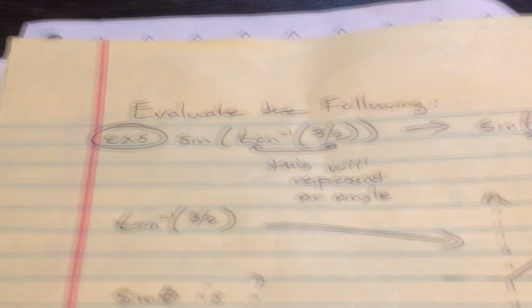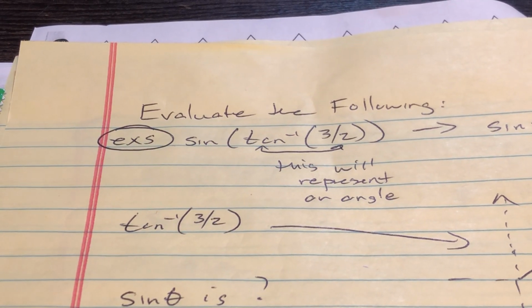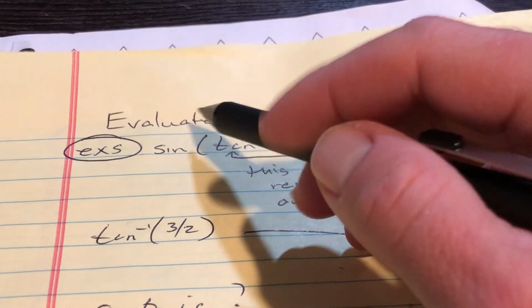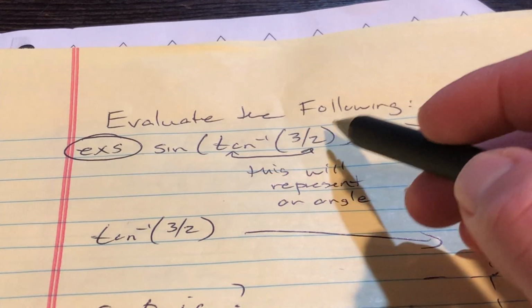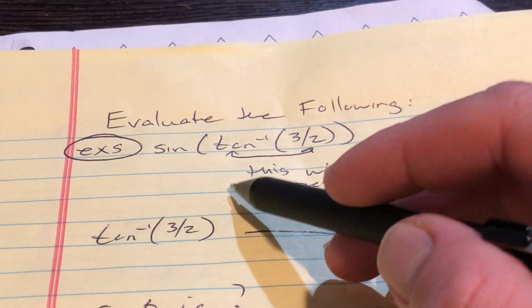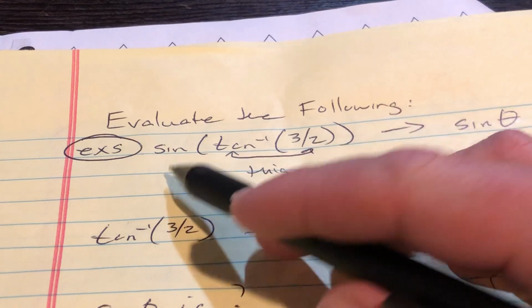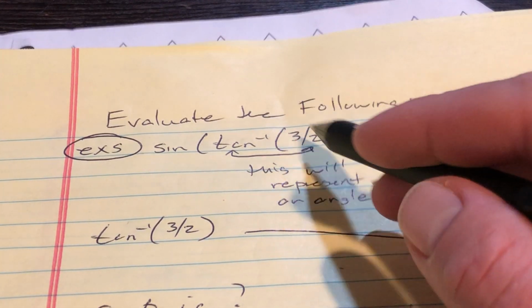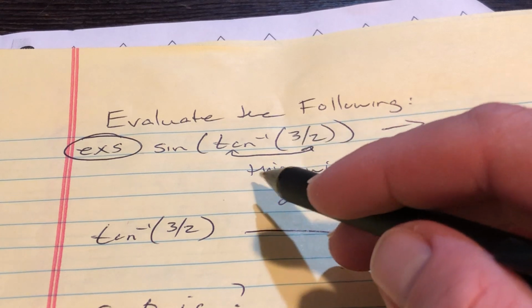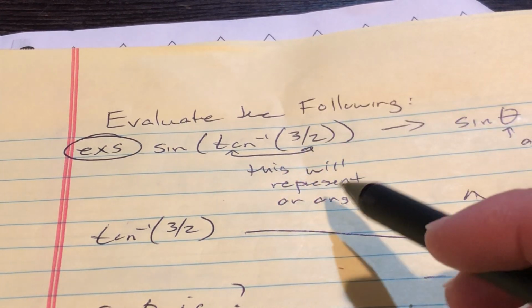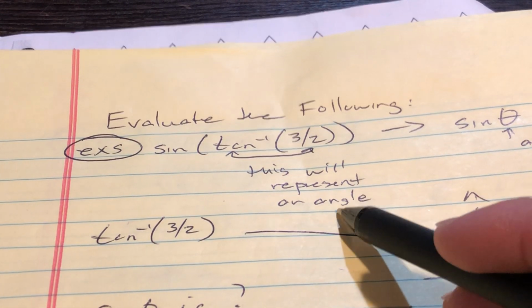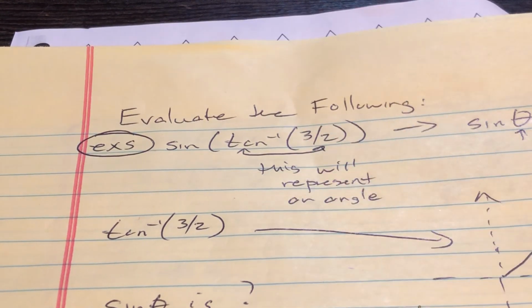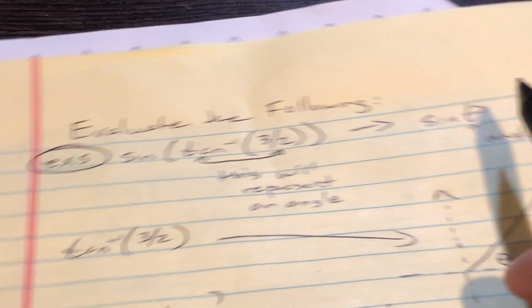Evaluate the following. What? Sine of tan inverse of 3 over 2. All right, so what does this mean? First off, anytime we have sine of blank, tangent of blank, cosine of blank, that is a ratio, okay? Theta is an angle. It's sine of theta. So this is an angle. So this represents some angle. Okay, so I'm looking for some sine theta.